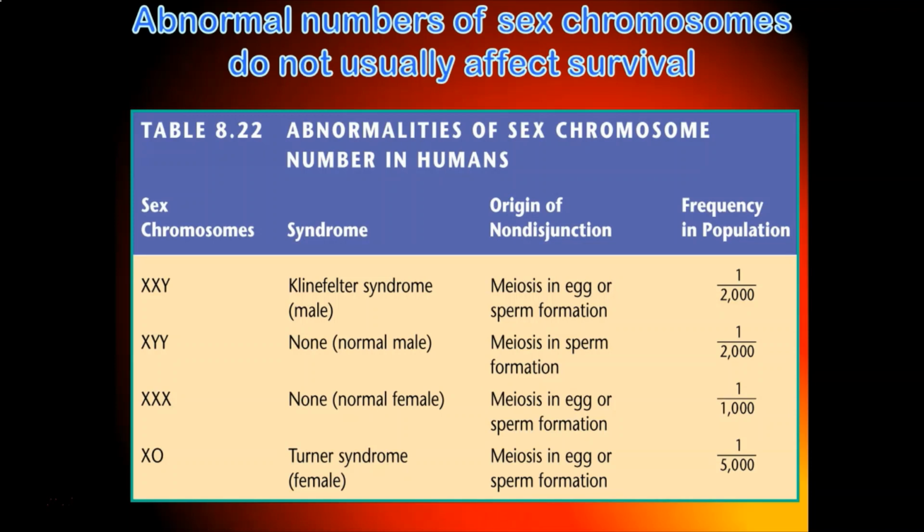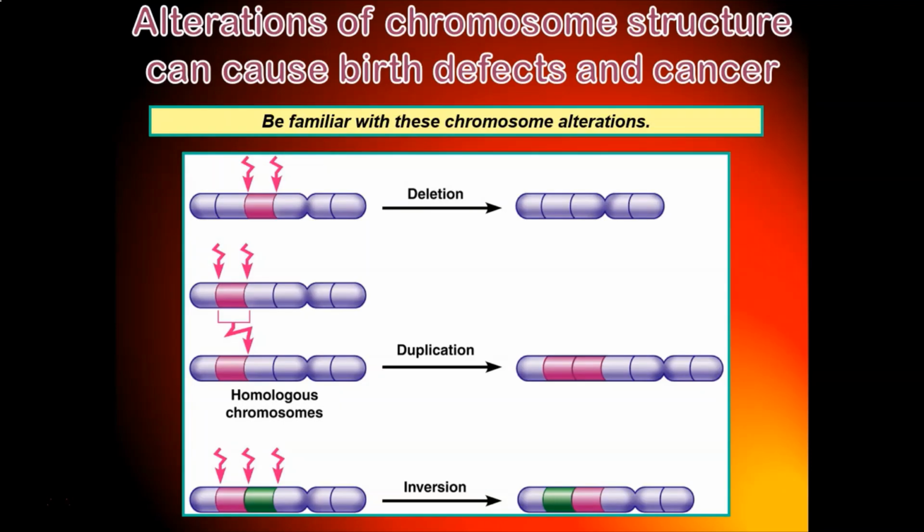So we do have one last thing to talk about, and that is not missing or gaining a chromosome, but actually what happens if the chromosome itself gets a little messed up, which can also happen. Okay, so alterations of chromosome structure can actually cause birth defects, sometimes cancer as well. All right, and these I tell my students all the time, just don't worry too much about anything too deep yet until we get into genetics, but you can tell what's going on here just by looking at the picture, right?